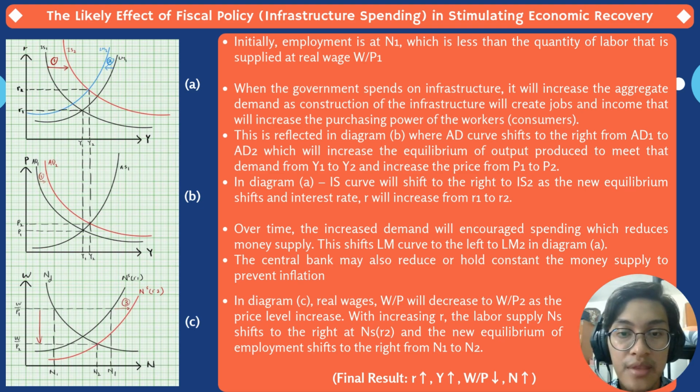And over time, the increased demand will encourage spending that reduces the money supply. This shifts the LM curve to the left to LM2 in diagram A. The central bank may also reduce or hold constant the money supply in order to prevent inflation. In diagram C, the real wage will decrease to W/P2 as the price level increases. This, with the increasing R, means the labor supply would shift to the right to NSR2, and the new equilibrium of employment will shift to the right from N1 to N2.